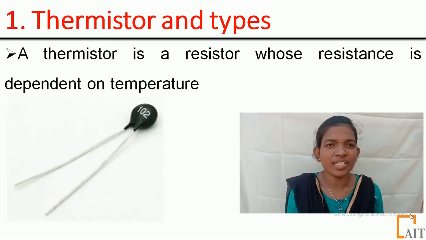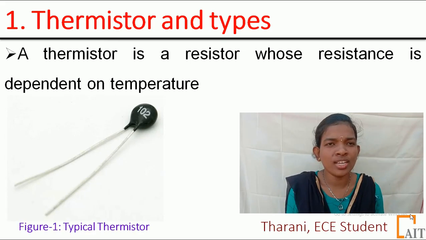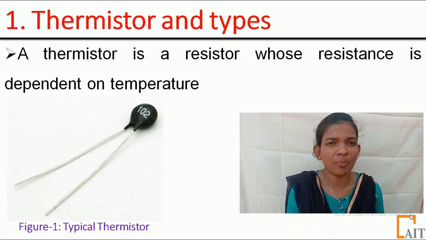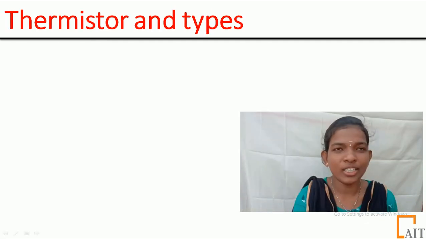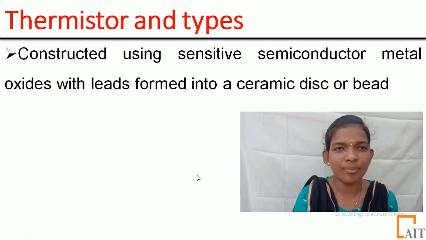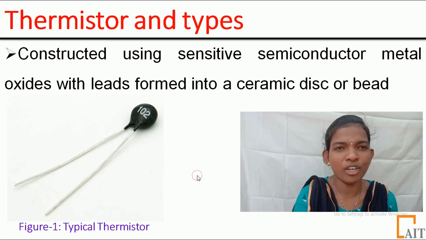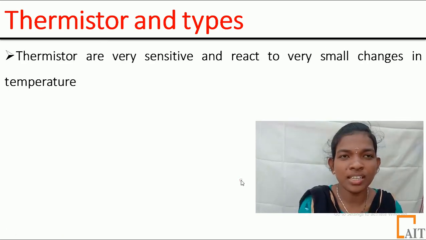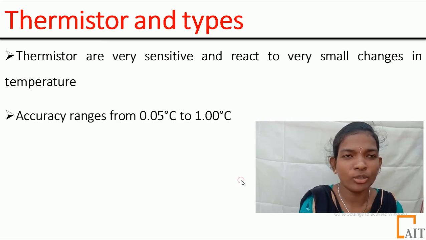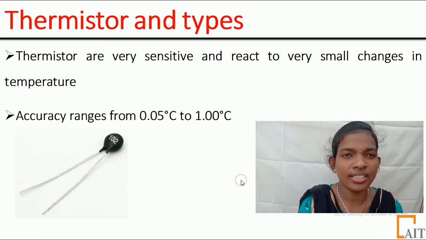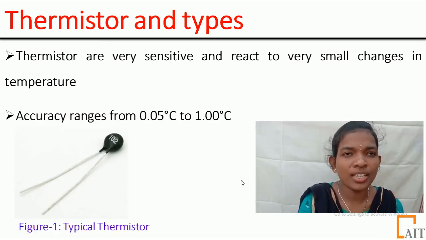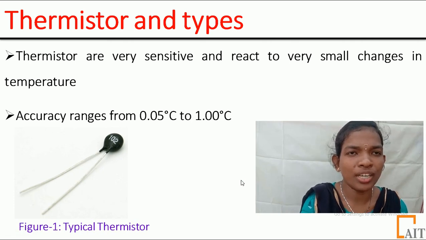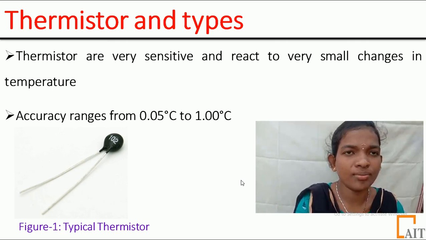A thermistor is a resistor whose resistance is dependent on temperature. Figure 1 is a typical thermistor structure, using sensitive semiconductor metal oxide with leads, formed into a ceramic disc or bead. Thermistors are very sensitive and react to very small changes in temperature. Accuracy ranges from 0.05 degrees Celsius to 1.00 degrees Celsius.